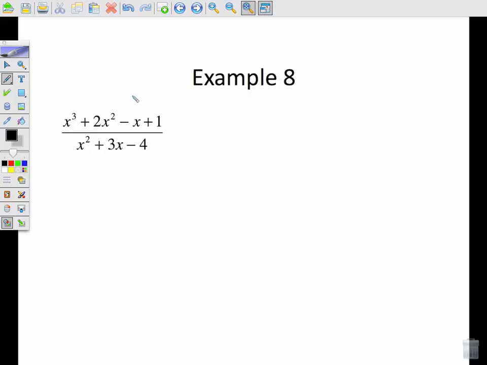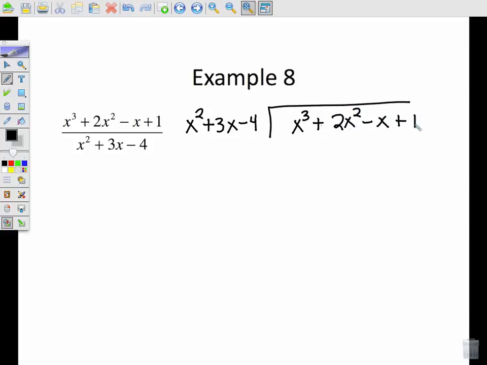All right, let's take a look at this next problem. If for some reason you do not have this in your packet, please write or change your equation here. We want to try to do x squared plus 3x minus 4. The first thing that we have to do is we have a power on top that's obviously larger than the bottom. So I need to do some long division. I need to divide x squared plus 3x minus 4 into x to the third plus 2x squared minus x plus 1.